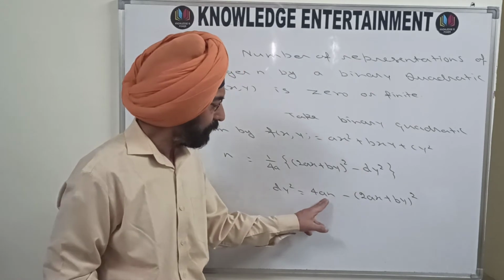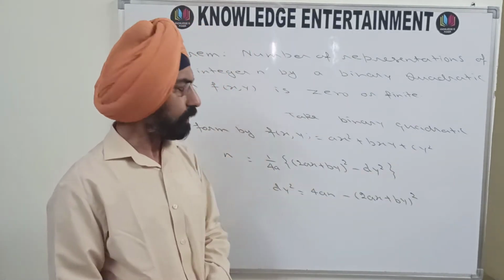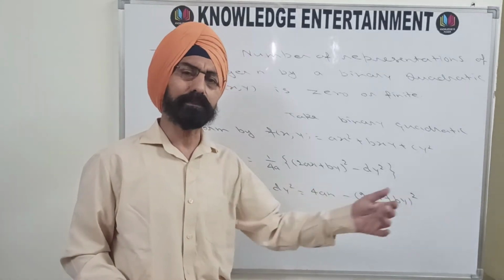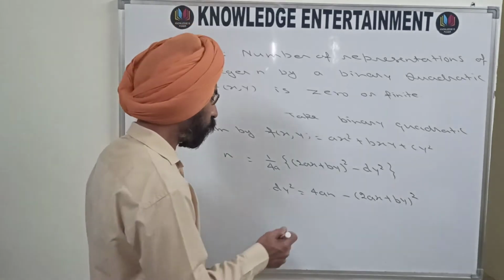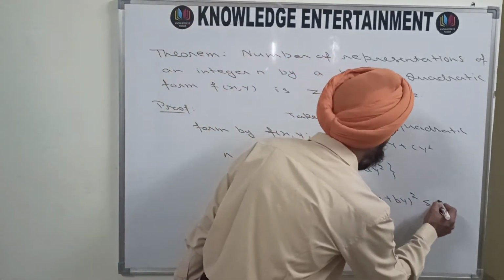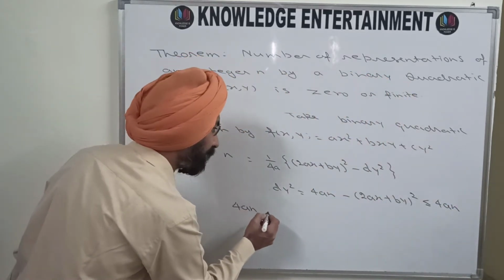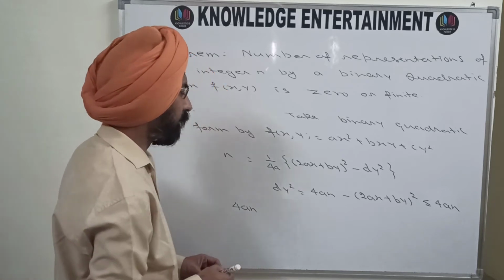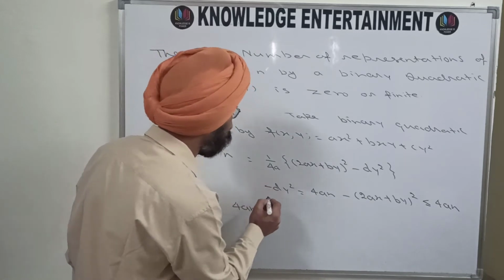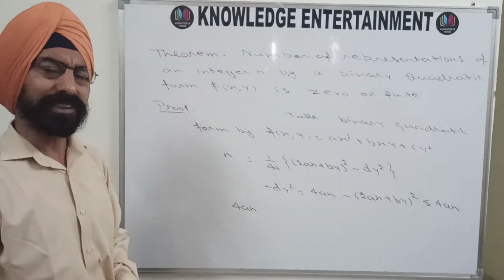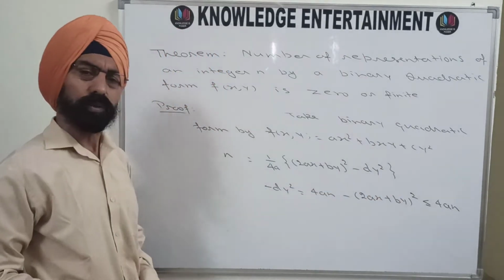Now 4an minus something positive, because it is a perfect square, will definitely be less than or equal to 4an. So this quantity is going to be less than or equal to 4an. 4an minus this is going to be, this is not dy square, this is minus dy square. So minus dy square is less than or equal to 4an.